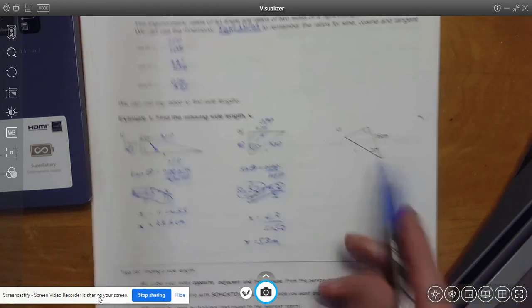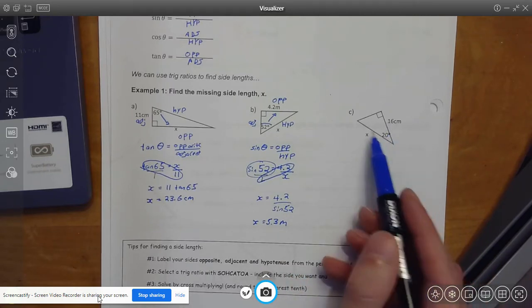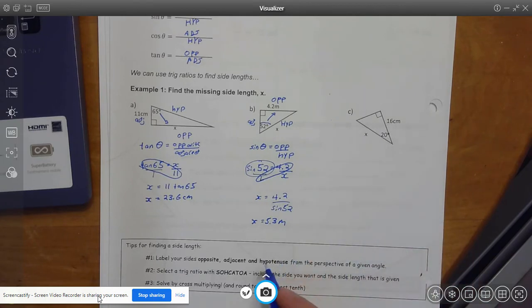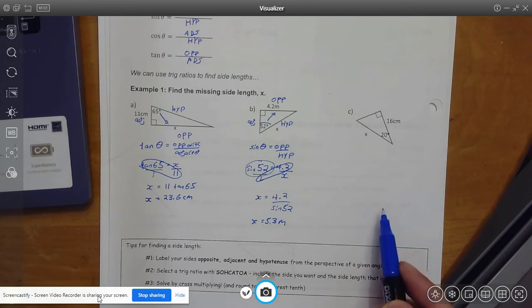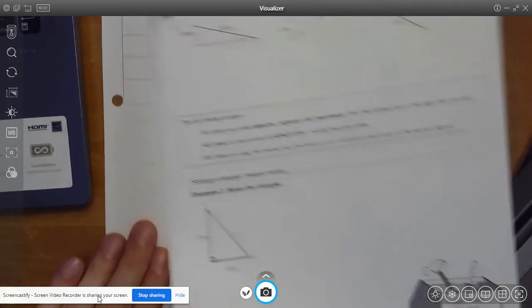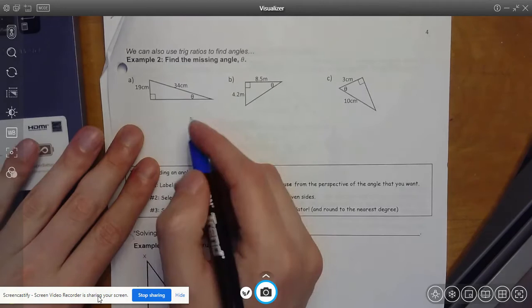And you can try this third question on your own. Again, I would follow these same steps. Label the three sides, opposite, adjacent, hypotenuse. Pick which trig ratio is appropriate. Write down your target, plug in the data from the question, and then solve by cross multiplying. So that's how we can use trig ratios to solve for missing side lengths. We can also use trig ratios to find missing angles. We'll do a couple examples like that as well.